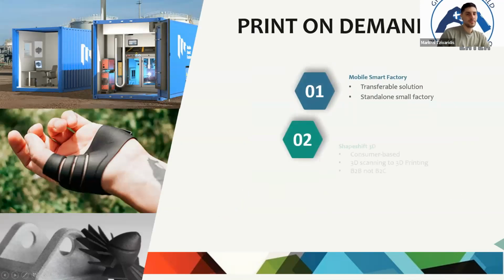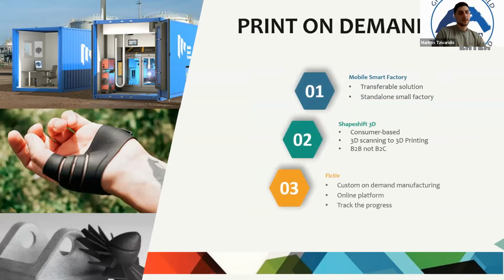So, print on demand. Now, these are three interesting initiatives regarding the print on demand category. The first one is Mobile Smart Factory. And what this company does is basically bring the whole 3D printing manufacturing installation in front of your door. As you can see on the upper left, they actually bring the containers at the facility that they are going to print the part. After the slide, I'm going to show you a small video so you can understand better what I'm talking about.